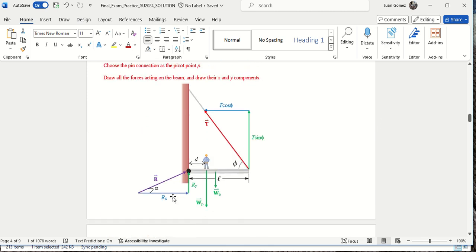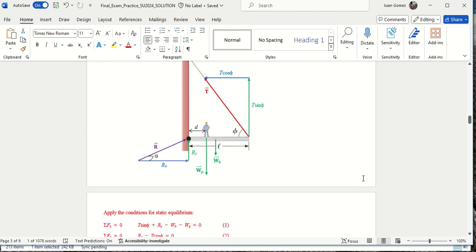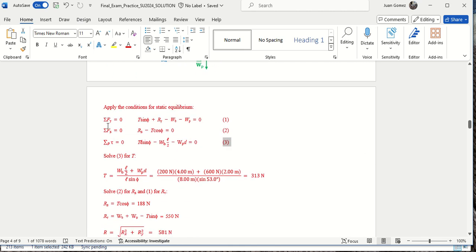Sum of the forces in the x direction equals 0. There are 2 forces in the x direction, Rx and T cosine phi. Clearly Rx is positive, T cosine phi is negative. So Rx minus T cosine phi equals 0. That's equation 2. Or equivalently, you could write right away Rx equals T cosine phi.